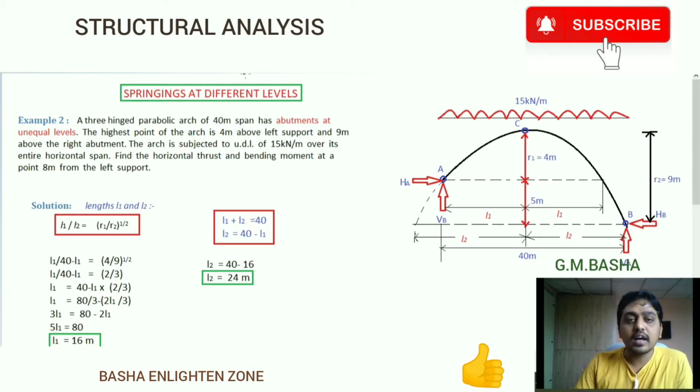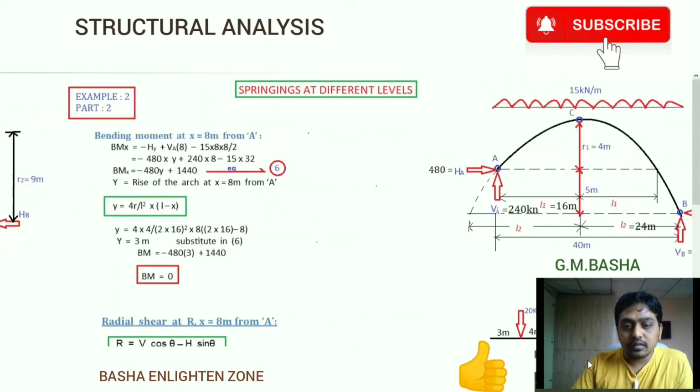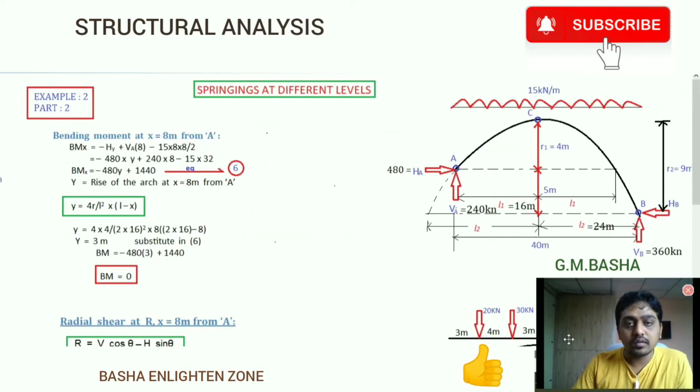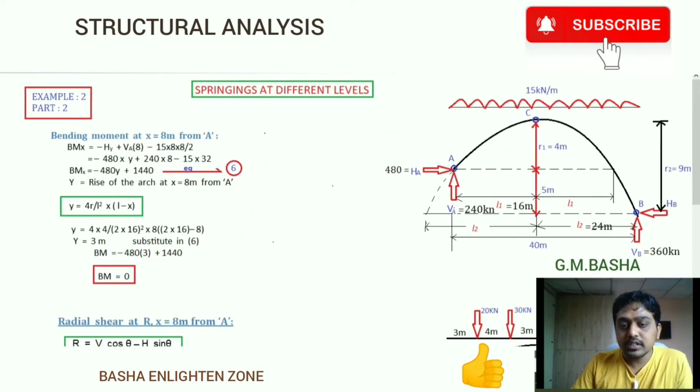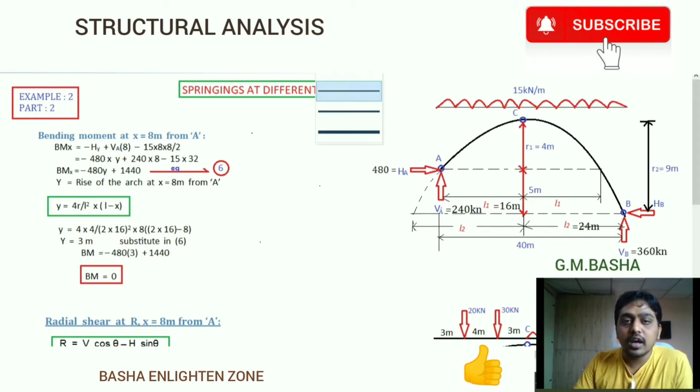See here what they are mentioning in the question: bending moment at a point 8 meters from the left support. This is the problem. Bending moment at x equal to 8 meters from A. So this is the left support, that is the region they are mentioning from A. I am considering a section 8 meters, for that purpose only.